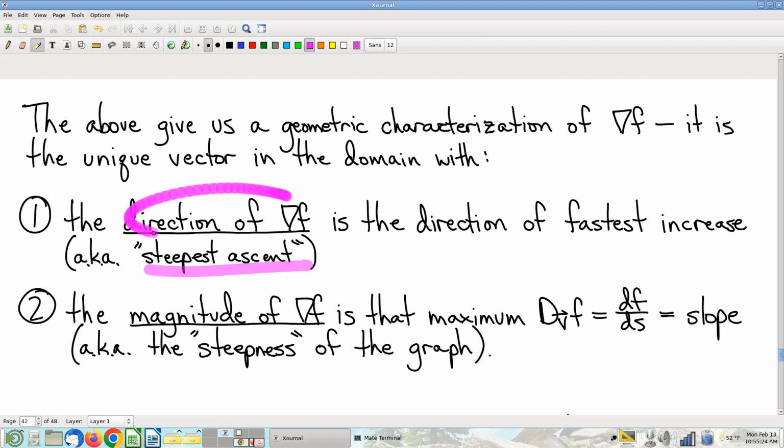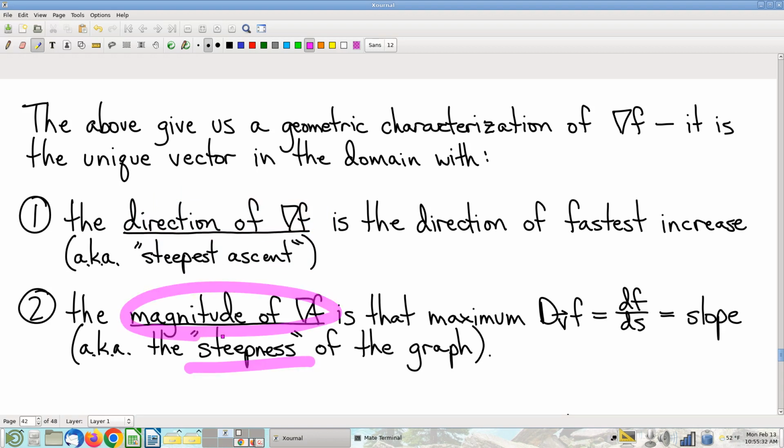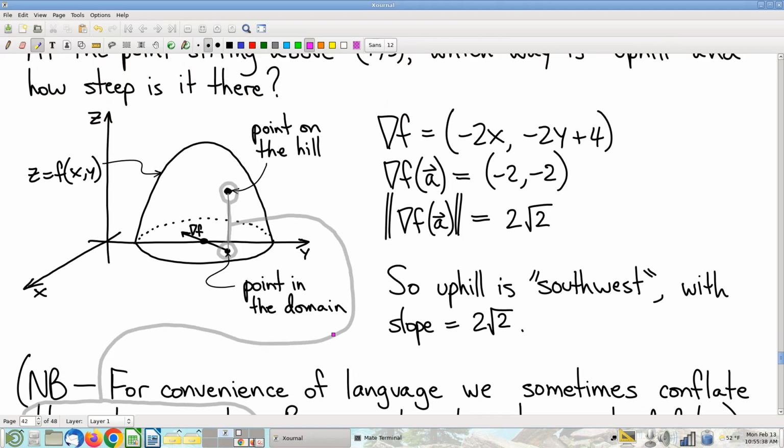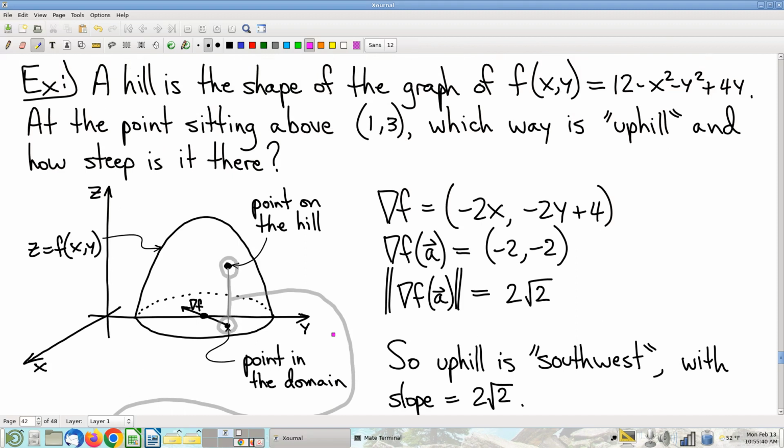Whatever direction the gradient points is uphill. How steep is it? Whatever the magnitude of the gradient is, that's how steep it is. And so we compute the gradient. Again, computing the gradient algebraically is just a matter of taking some partial derivatives.